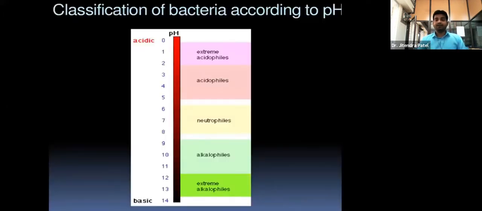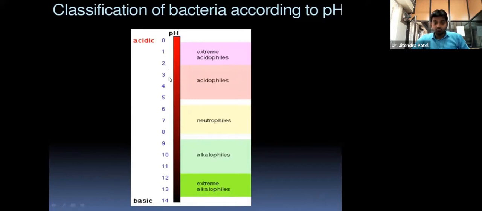Here you can see the bacteria according to pH, how we can name them, or how we can classify them, or how we can categorize them. First of all, 0 to 2 pH, right? That is nothing but acidic. So in this initial acidic range, extreme acidophiles, that's why the word extreme is attached, because in the maximum acidic nature they can survive.